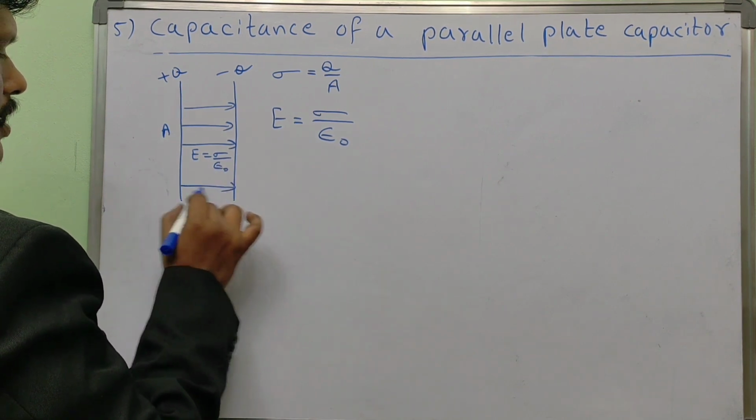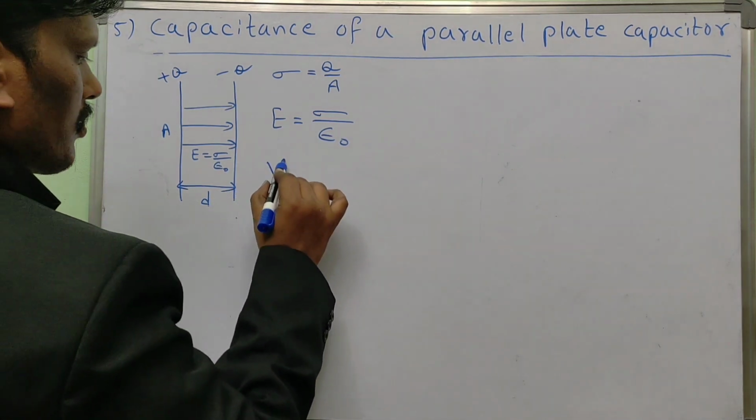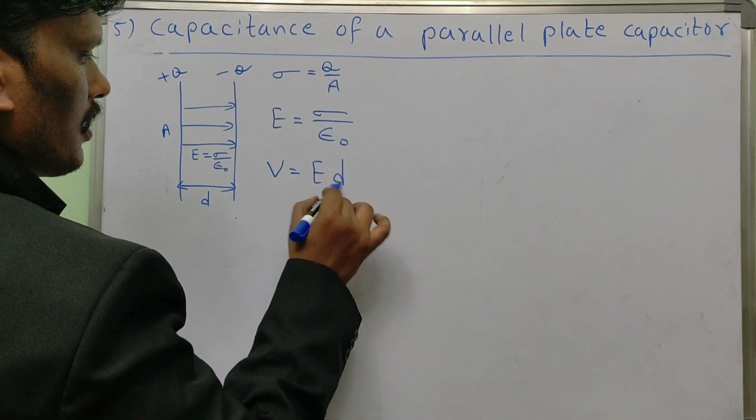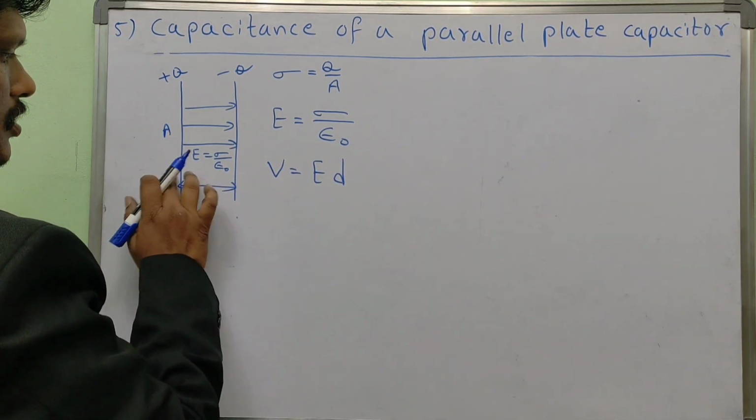And the separation between the plates I am going to consider D. Then what is the potential difference between the plates? Electric field times D. So how to calculate the potential difference between the plates?